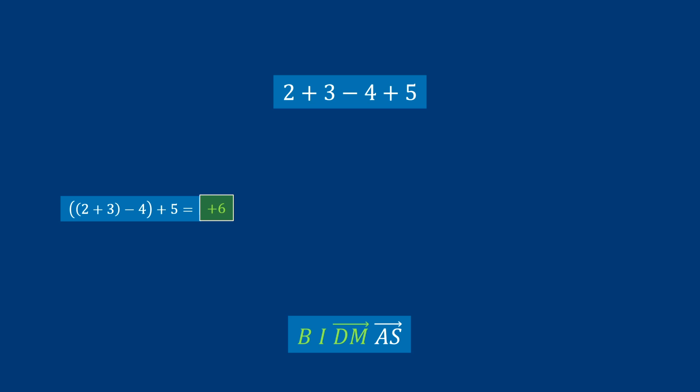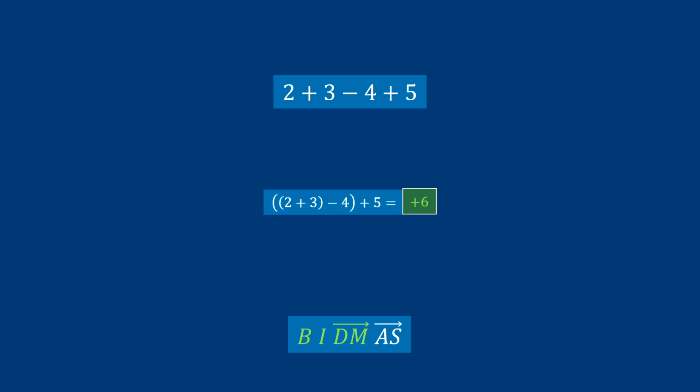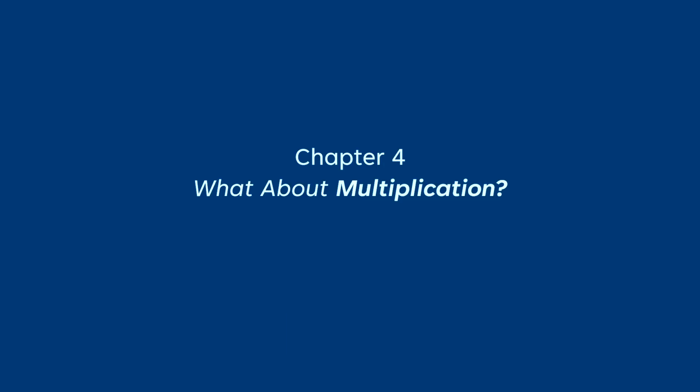So here it is. This is what BIDMAS tells us to do. It tells us to work from the left to the right, do the 2 plus 3 first, then subtract 4, then add 5, and the result is plus 6, okay, positive 6. But what about multiplication?